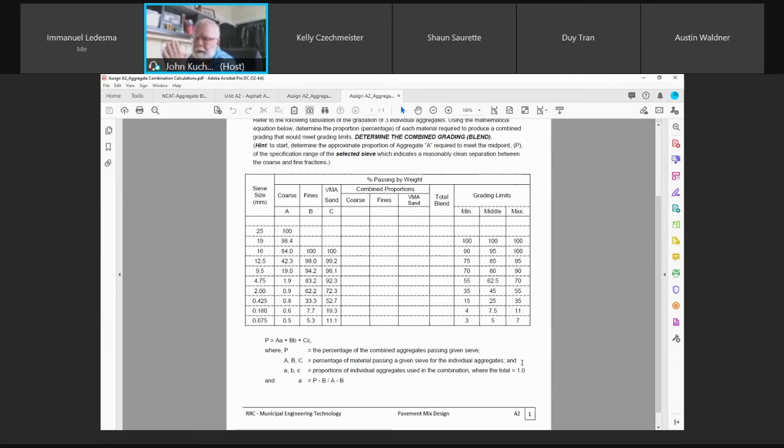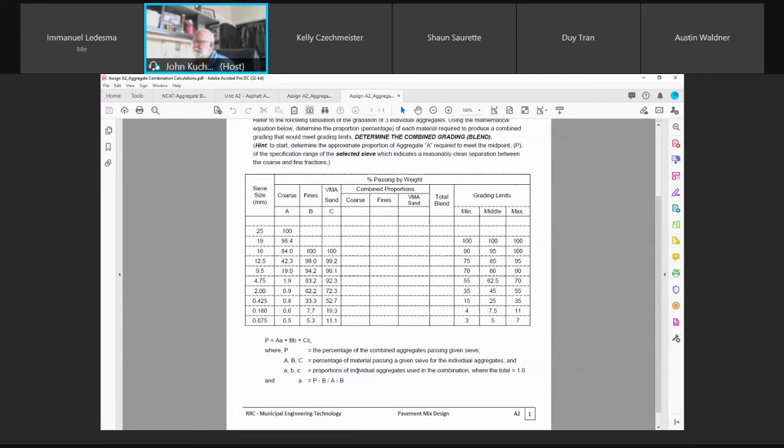Now, when you're using this formula, here we're shooting for the middle of the grading limits. It could be a good starting point, and you can tweak it later. We've got minimum, middle, and maximum. So our grading limits are 90 to 100, 75 to 95, 70 to 90. Here we're just using different sieve sizes. It's just an exercise in calculating. It doesn't matter what sieve size you use here. But here's our formula down here. P is equal to AA plus BB plus CC. We know that P is what we're trying to determine: percent passing an individual sieve on the blended gradation.